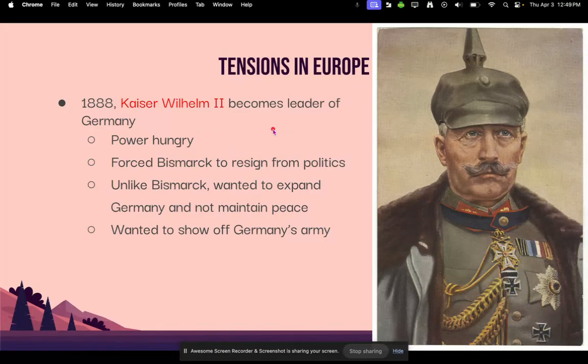So in 1888, Kaiser Wilhelm II becomes the leader of Germany. And unlike his predecessor Bismarck, he is very, very different. He is very power hungry. He forces Bismarck to resign from politics. And unlike Bismarck, he wanted to expand Germany and to not maintain peace. And he also wanted to show off Germany's super cool army.